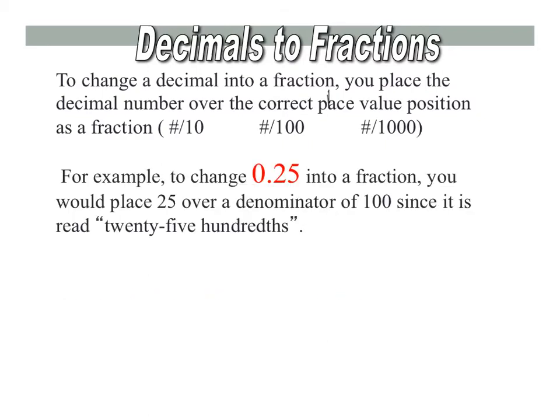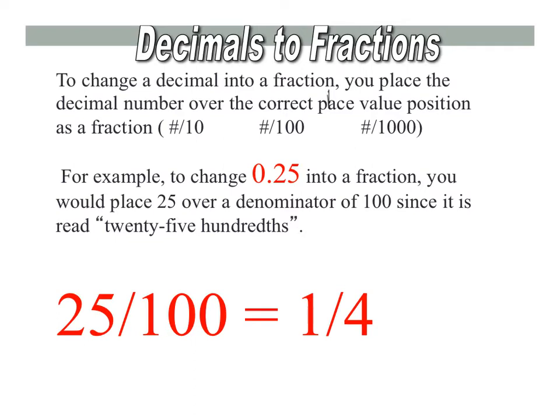Let's look at this. 0.25. 25, there's 2 digits. 100 has 2 zeros. So 25 hundredths, 0.25 is really 25 hundredths. And you would write it as 25 hundredths and then reduce it or simplify it. The word reduce is not the correct word. It should be simplify. So write it as you would read it, then simplify it.